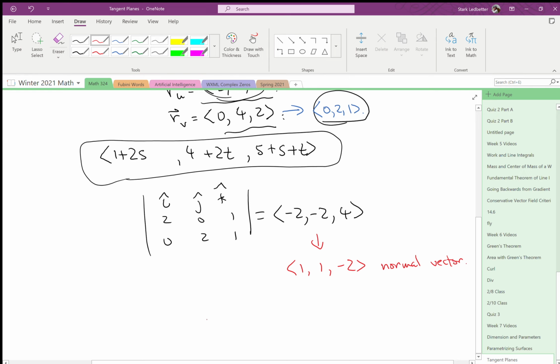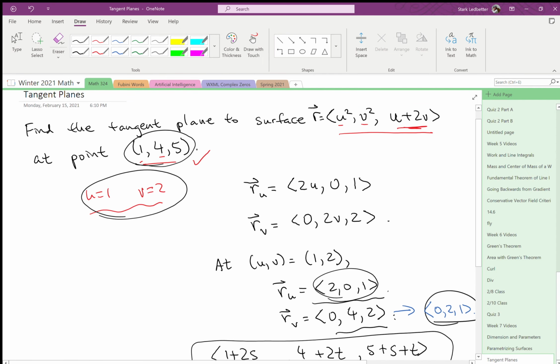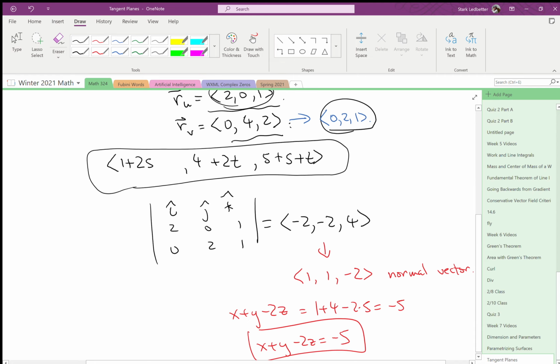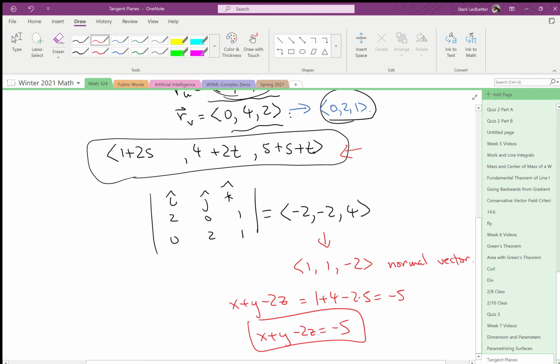So then my plane can have the format x plus y minus 2z, and then I'm going to sub in the point (1, 4, 5): 1 plus 4 minus 2 times 5, which is negative 5. x plus y minus 2z equals negative 5. And that is the same plane as the one we found here, just in a different format.